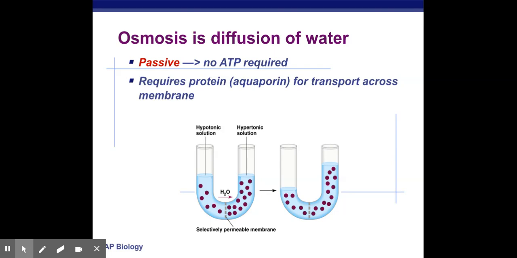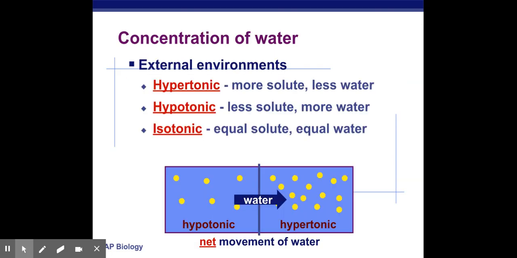So this is going to be part of our passive transport. There is no energy, aka ATP, required here. There are, however, some of those proteins, those aquaporins, if you remember, which can help facilitate the transportation of water molecules across our selectively permeable or semi-permeable membranes.